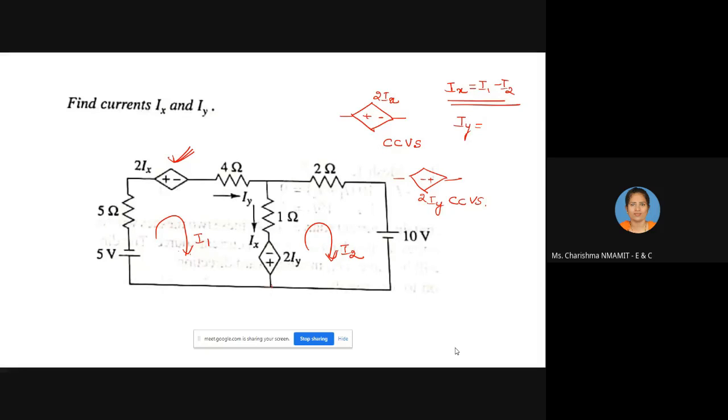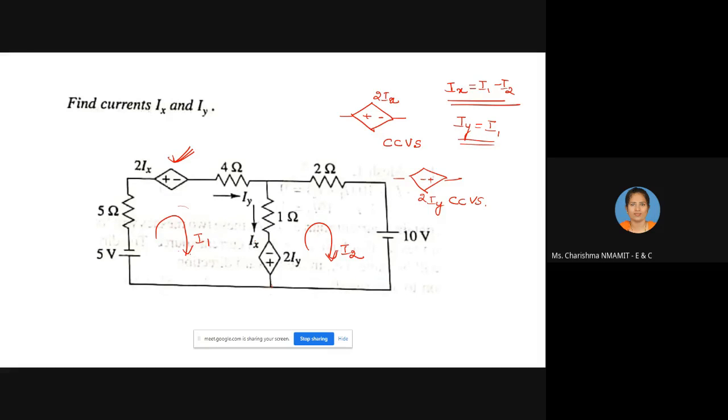Now, see, when you have dependent sources, first you write the dependent variables in terms of the mesh currents in case of mesh analysis, or in terms of node voltages in case of node analysis. That we'll see in the next. Since you are solving it using mesh analysis, we need to write the dependent variable value in terms of mesh currents. So Ix is I1 minus I2. Iy is nothing but I1.